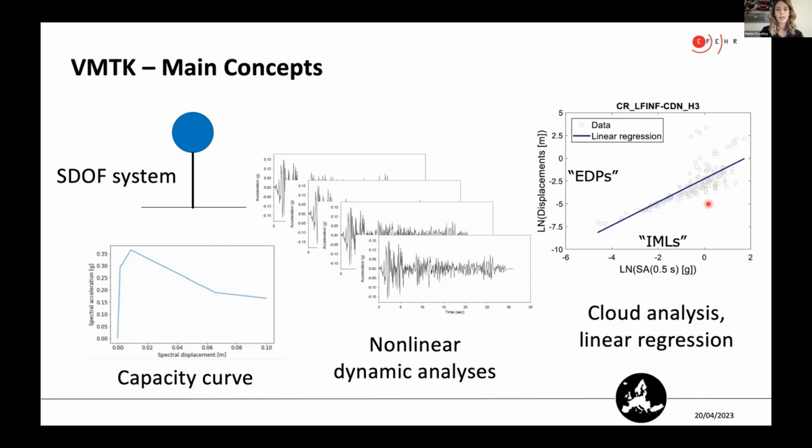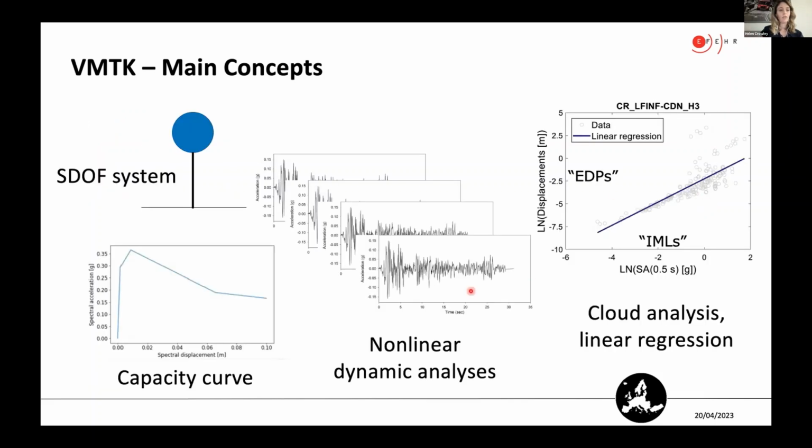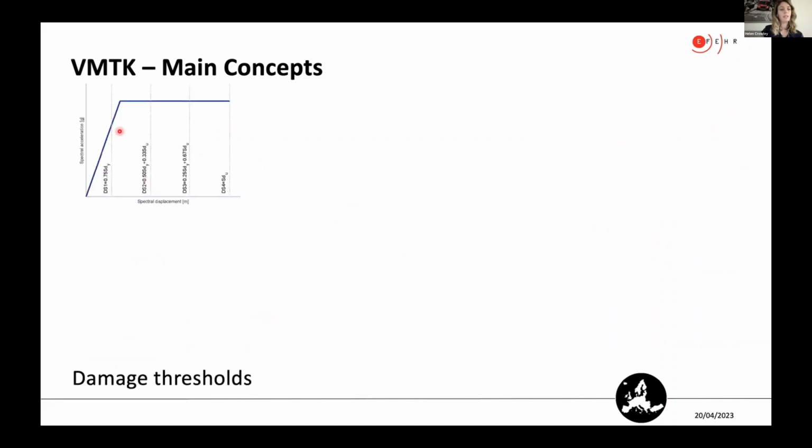The next step that's needed is to define our damage thresholds. At what point do we reach different damage states in our single degree of freedom system? So from the capacity curve, we can define, for example, different displacement limits at which different damage states are reached. So in this case, we may have no damage up to a given point, slight damage, moderate damage, extensive damage, and then after a final point, complete, near collapse or collapse.